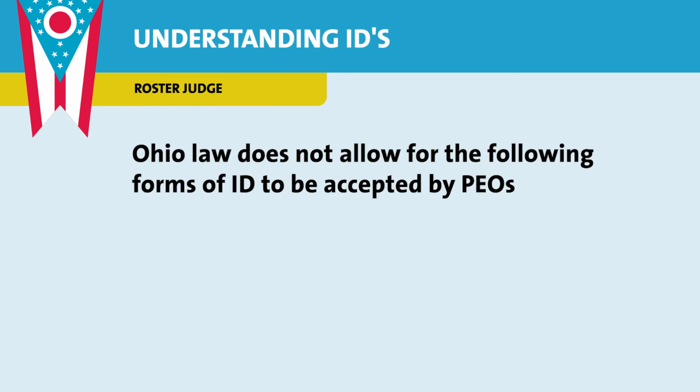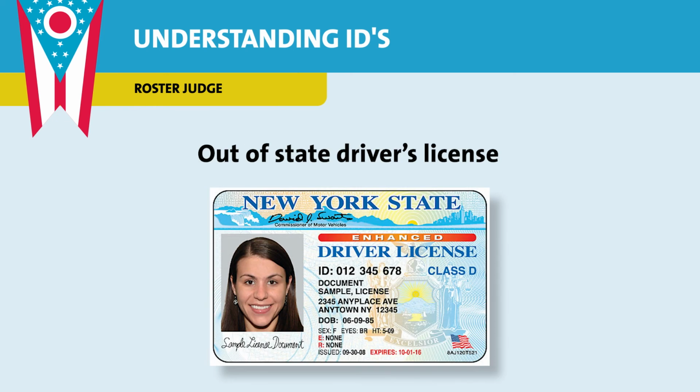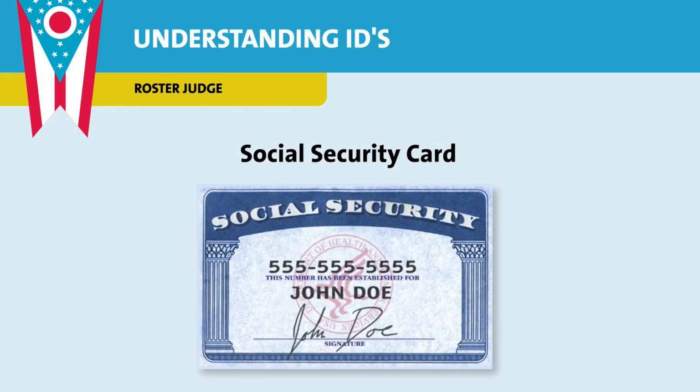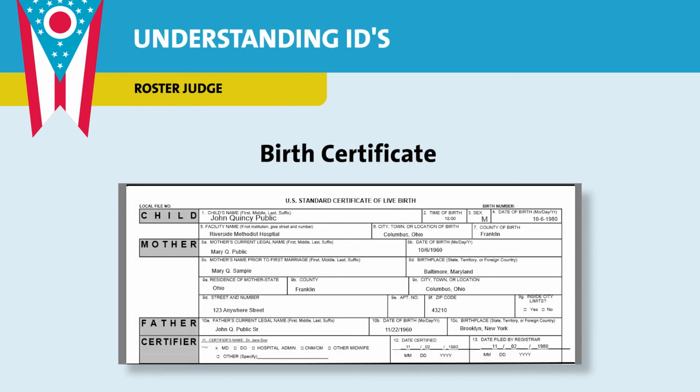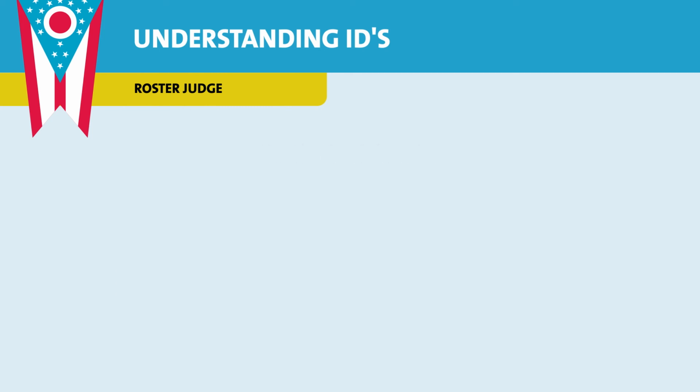Ohio law does not allow for the following forms of ID to be accepted by PEOs. Driver's license or photo ID issued by a state other than Ohio. A Social Security card. Last 4 digits can be used on a provisional ballot envelope only. A passport. A birth certificate, unless the voter still lives in the house where he or she resided at birth and the birth certificate contains the home address.